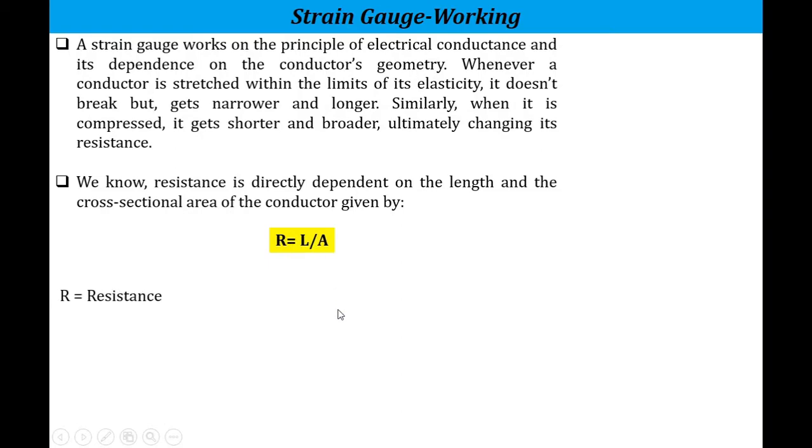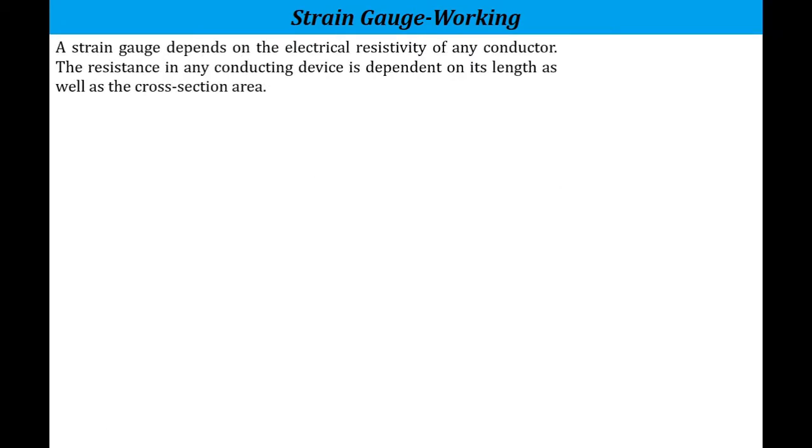Where R is nothing but resistance, L is nothing but length, and A is nothing but a cross-sectional area. Now, a strain gauge depends upon the electrical resistivity of any conductor. The resistance in any conducting device is dependent on its length as well as its cross-sectional area.